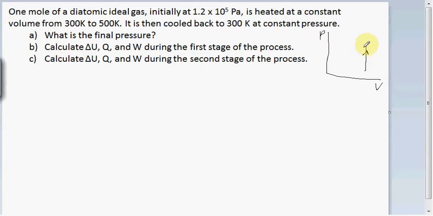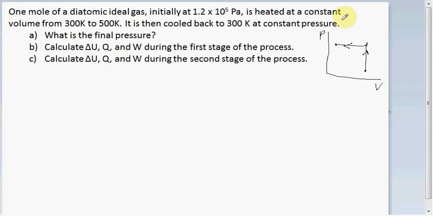And then it's cooled back to 300 kelvins at constant pressure. And in a constant pressure process, since pressure is the vertical axis, constant pressure means it's going to be a horizontal line, and we're cooling it so it goes that way. Okay, so our gas starts out here and it ends up here. At here and here it's 300 kelvins, and at this point here it's 500 kelvins. So anyway, first thing we want to know is the final pressure.